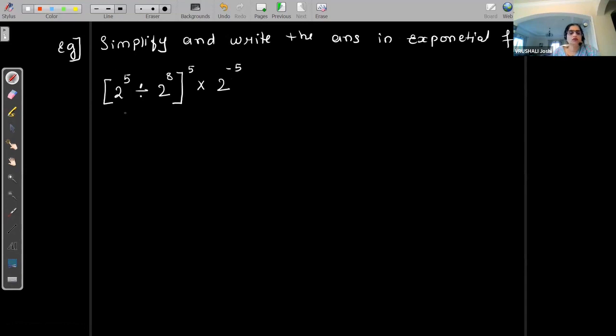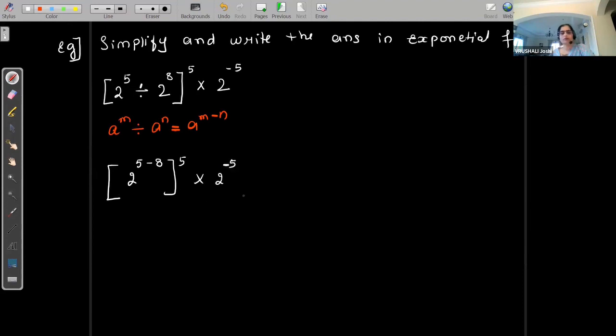So let's solve the one in the bracket first. Which law will you use here? Who will tell me? a to the power m divided by a to the power n is equal to a to the power m minus n. Correct? With this law, inside the bracket you will have 2 to the power 5 minus 8, and the whole raised to 5, multiplied by 2 to the power minus 5.